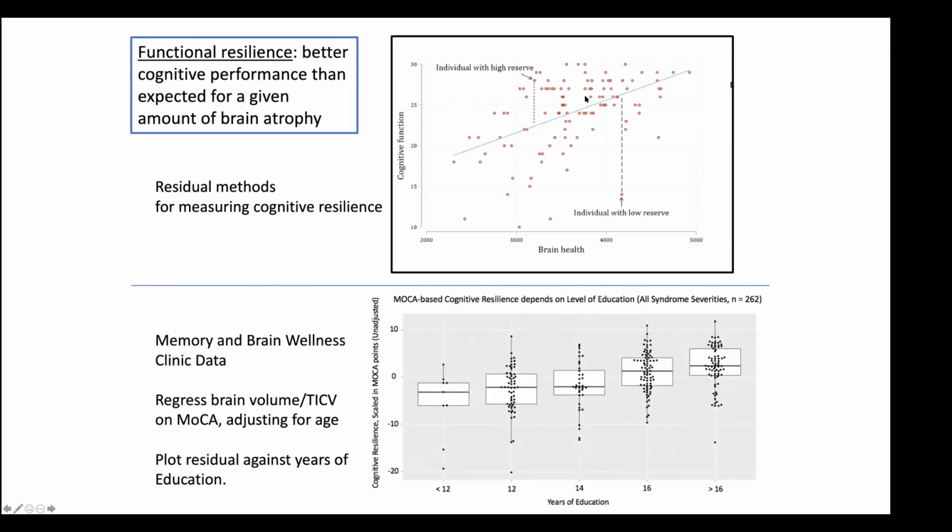And if you take this residual that I just articulated and you correlate that with years of education, for example, or some other lifestyle factor that we found is contributory to building this sort of resilience or brain reserve, you'll see this positive correlation. These are data taken from our Memory and Brain Wellness Center clinic, just clinical data. And you can see that the residual is a function of your educational background.